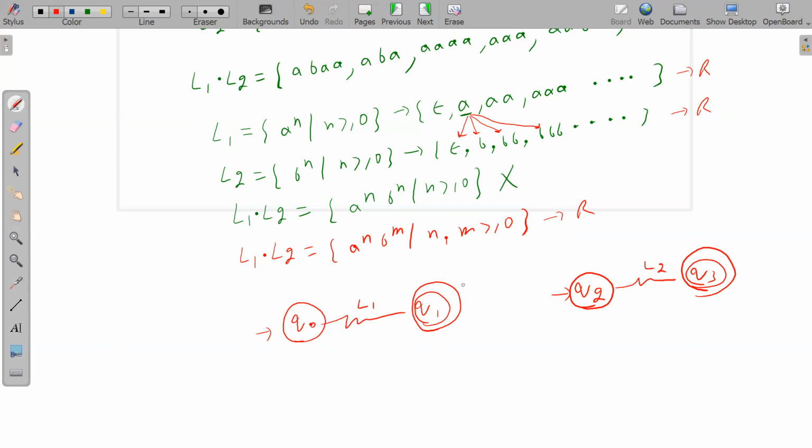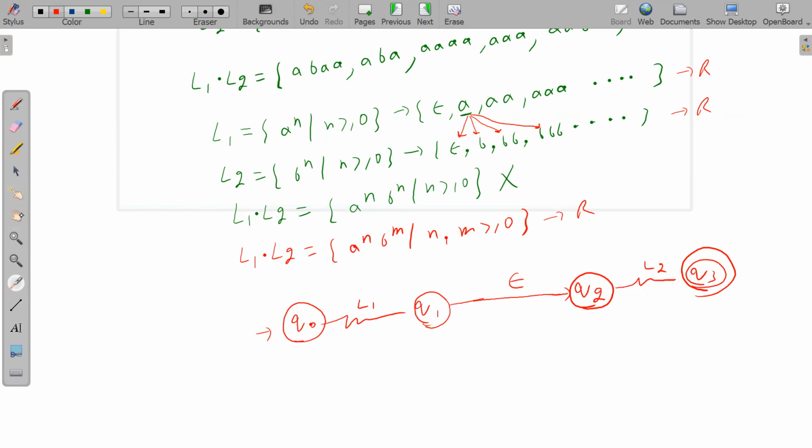Now what will the FA for L1 dot L2 be? You just combine the final and initial states of these two FAs with the help of a null transition. Let me give you the idea properly. You will make Q1 non-final, and you will join Q1 and Q2, that is, the final state of the first FA and the initial state of the second FA, with the help of a null transition. So now I will get L1 dot L2. I hope I have made the point clear to all of you. Finally, I am getting an FA for L1 dot L2. That means regular languages are closed under the concatenation operation. This is the formal proof for regular languages.